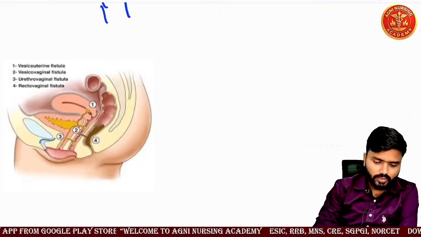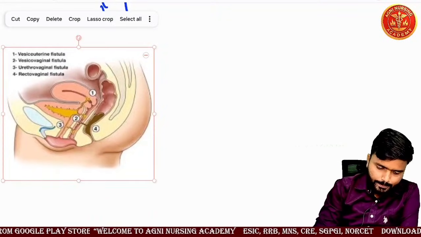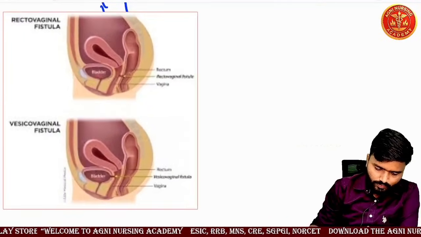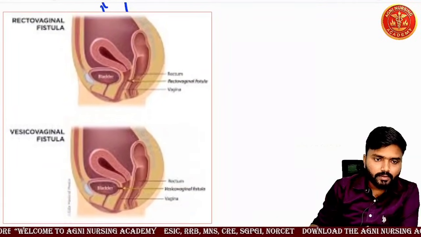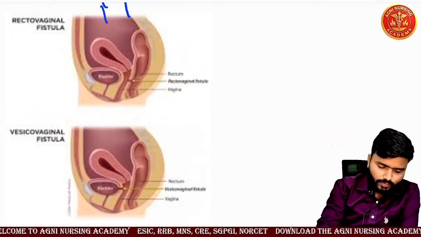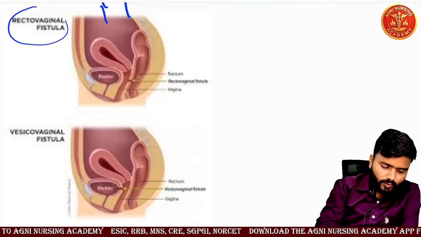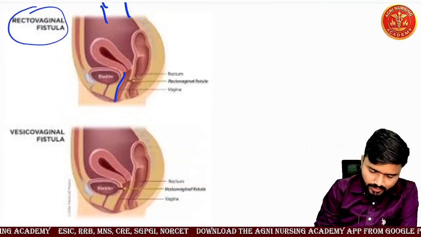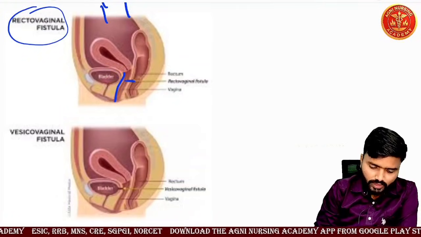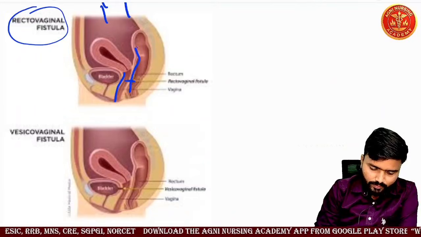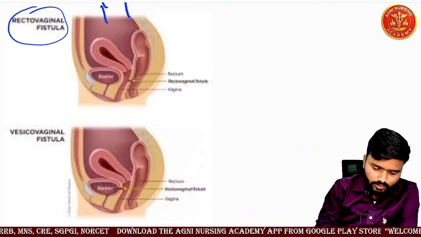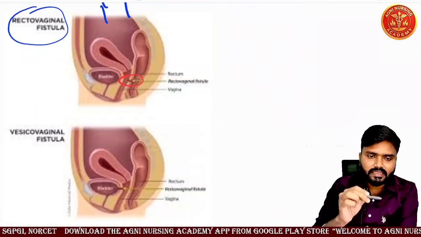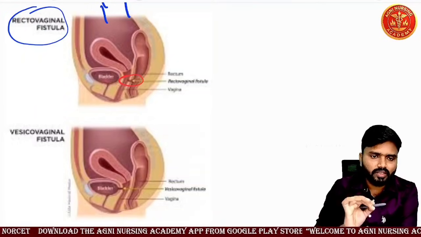We can see here, we are showing the image. This is the recto-vaginal fistula, so you can see here, this is the rectum, and here you are seeing the abnormal connection between the vagina and the rectum, so that we will call the recto-vaginal fistula.